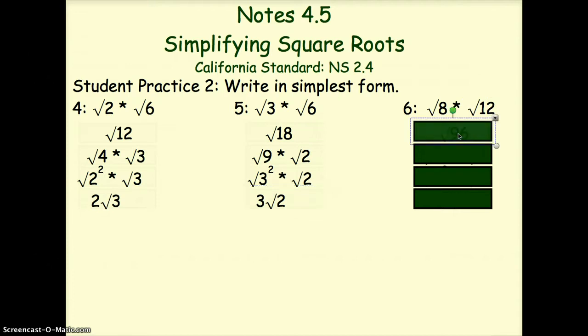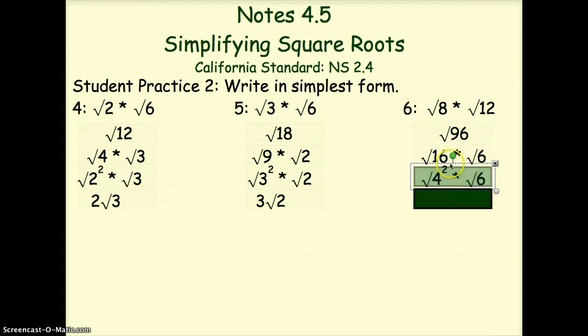8 times 12 is 96. And this might have been a little bit tricky for you to figure out a perfect square that goes in 96. So what you want to try is skip counting by perfect squares. You will notice that 4 works, but you'll still have a perfect square inside there, which works, you just need to break it down again. You will also notice that 16 works. And notice 6 doesn't have any perfect squares in it, so you've gone as far as you can. So you can break down 16 by making it 4 squared, cross cancel the radical and the square, and end up with 4 radical 6.